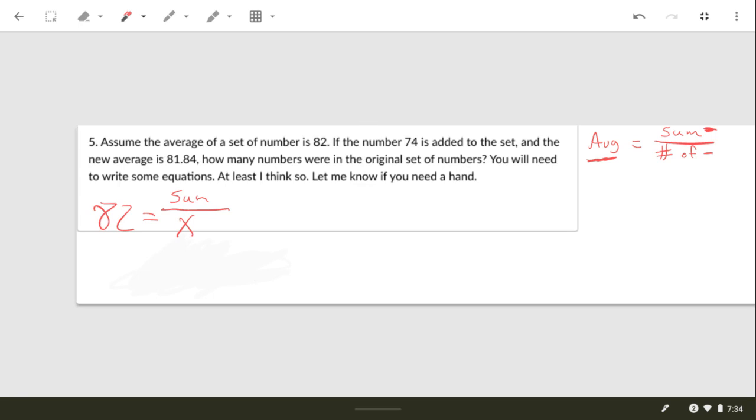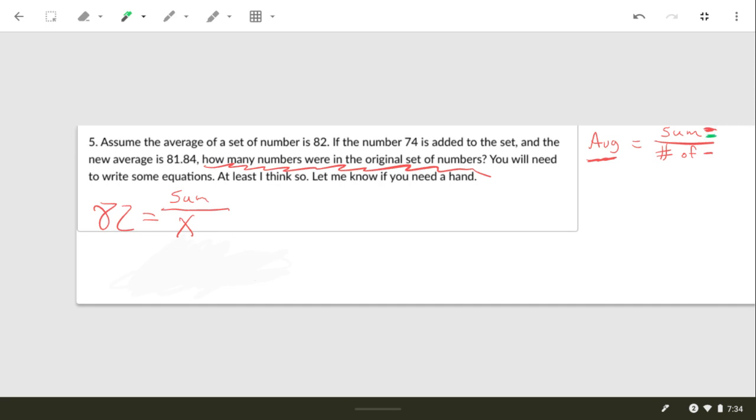how many terms there are. That's the actual question they're wanting us to find. How many numbers were in the original set? So I'm taking what they add up to, and I'm dividing that by how many there are. That's my first equation.